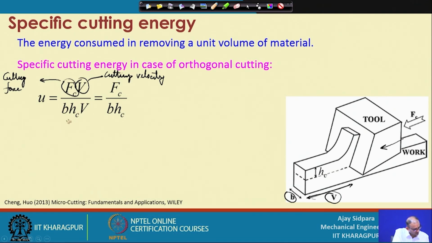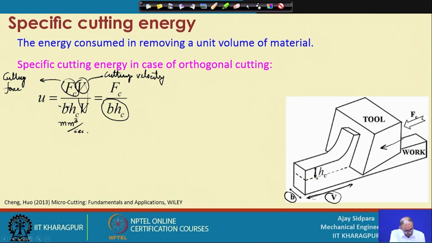So, this whole thing will come in terms of millimeter cube by second or minute. Let us put the second. So, this is in millimeter, this is millimeter, this is millimeter per second. So, this is what you have. So, V will get cancelled, and then you end up with Fc divided by B into HC.